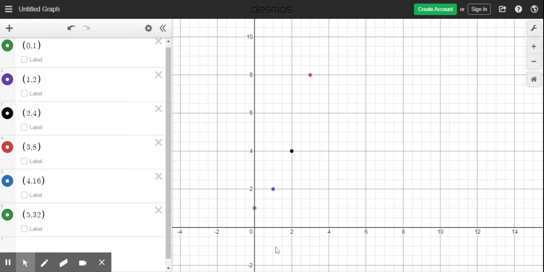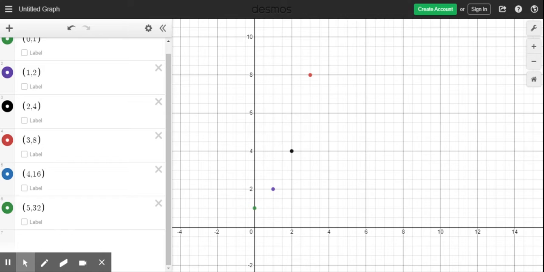Okay, so we have an example of exponential growth here when we did the paper folding activity. When we had 0 folds, there was 1 section. When we had 1 fold, there were 2 sections, 2 folds, 4 sections, and so on. But now I want to look at what happens if we swap the X and the Y on all of these ordered pairs.